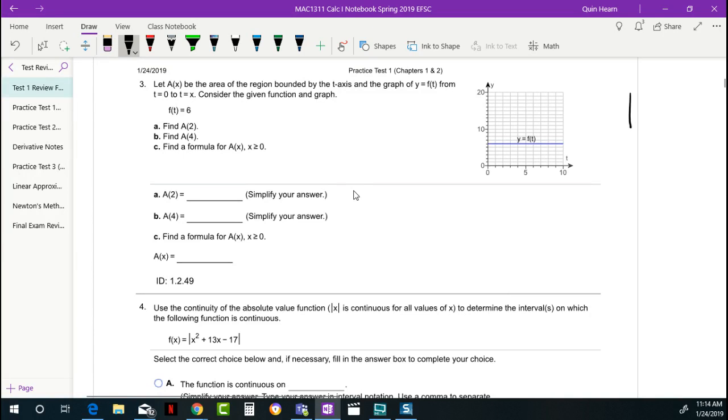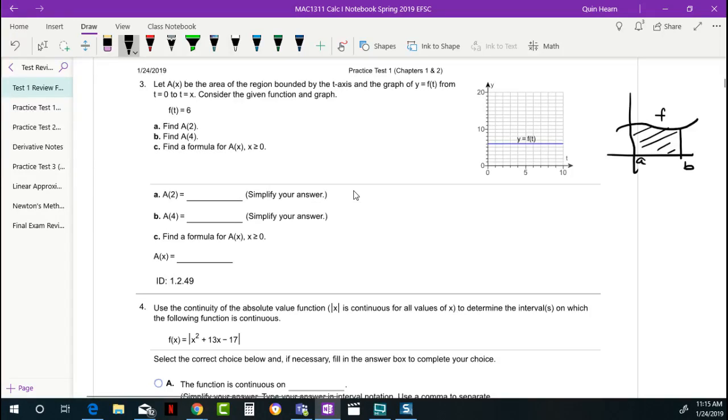Later on, we're going to be able to find the area under any curve between the function f and the x-axis on a given interval from a to b. But for right now, let's look at what they're asking. Let A of x be the area of the region bounded by the t-axis and the graph of y equals f of t from t equals 0 to t equals x.